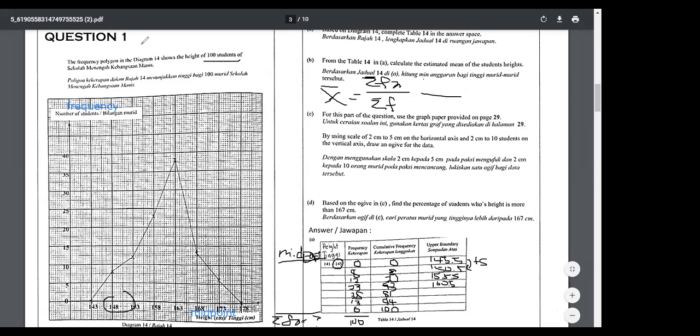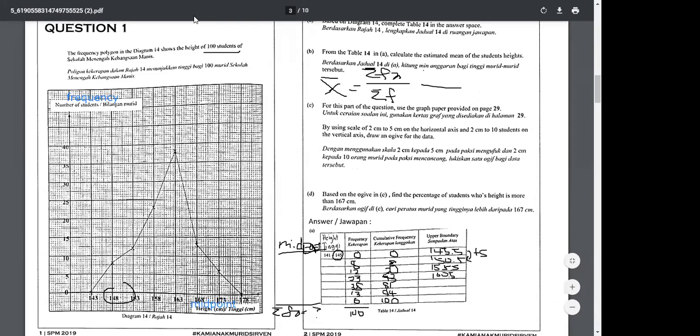Okay, now moving on to question C. For question C, they ask you to draw the ogive. For the ogive, there are usually 4 to 5 marks.